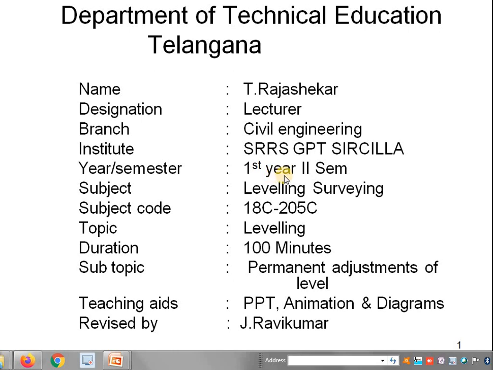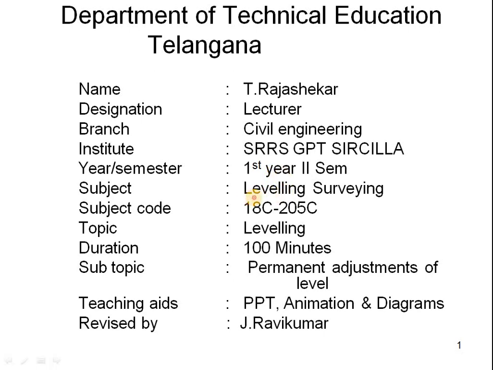Today I am going to teach you the subject of leveling surveying. This is for the branch of Civil Engineering diploma students, first year, second sem, and your subject code is 18C 205C. The duration will be 100 minutes. Our topic is generally leveling, and the subtopic is permanent adjustments of level.